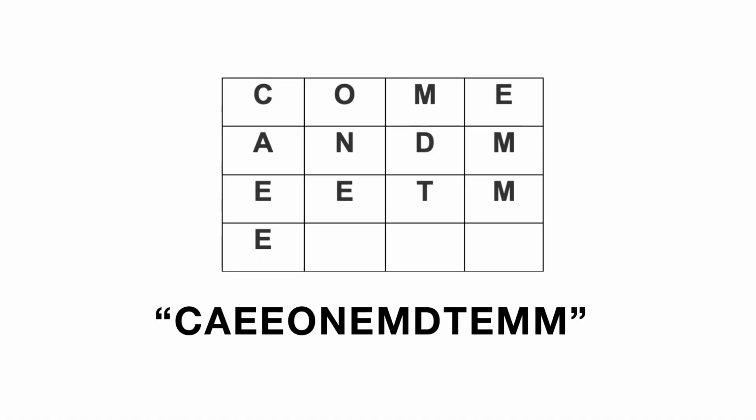Similarly, for the second method, that is B, we can arrange the same above message into a table with 4 columns. In the first row, there will be COME, the second ANDM, the third row EETM, and the final row E. The data is then transmitted column by column as CAEE, ONE, MDT, EMM.